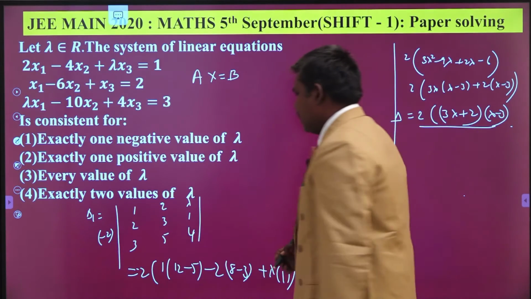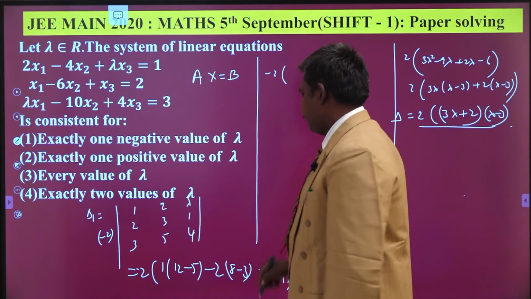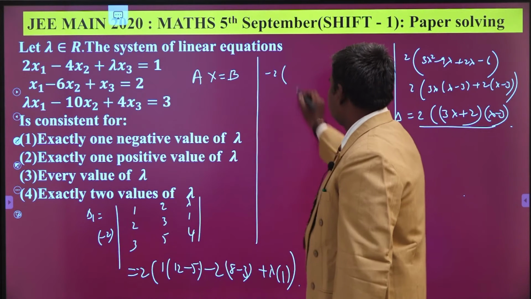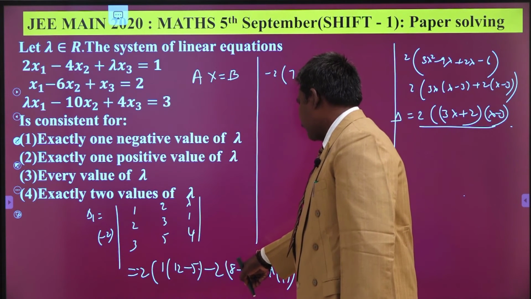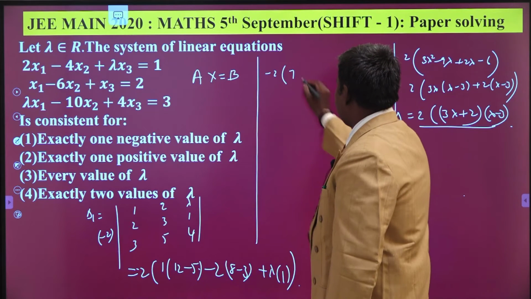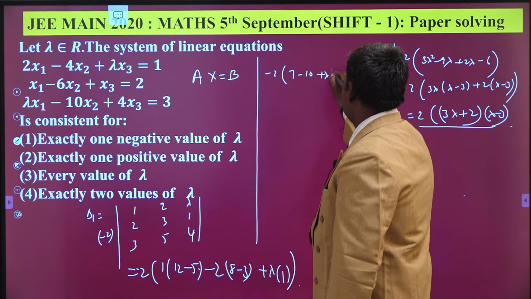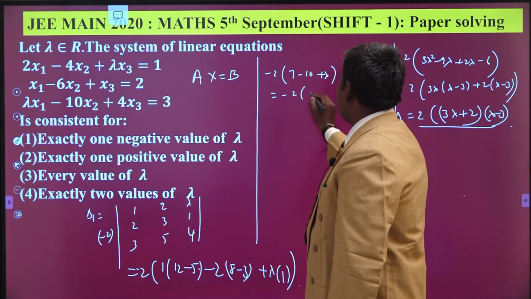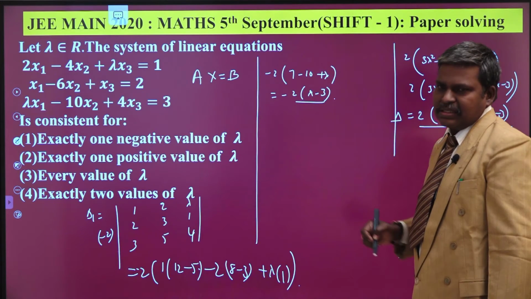See here, what is the value? Minus 2 times, this is 7. Next, this is what now? 5. 5 2s are 10. Minus 10, you have plus lambda. This is nothing but minus 2 lambda minus 3. This is delta 1.